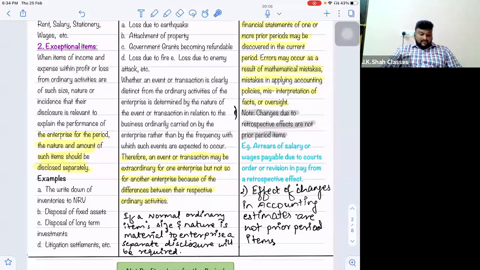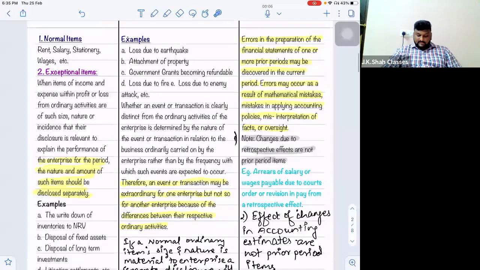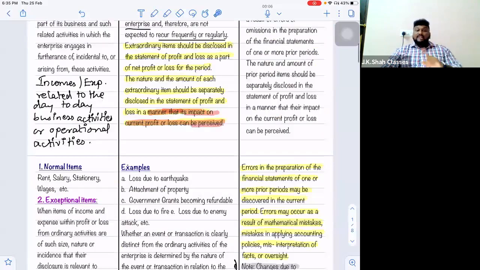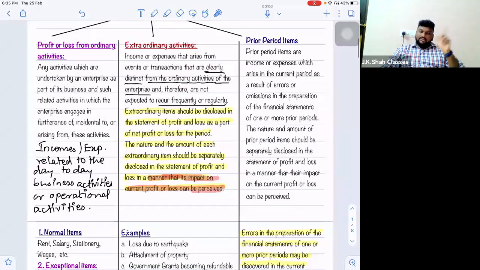Now I'll talk about the next part of the topic, that is prior period items. As I already told you, prior period items are nothing but errors or omissions which have arisen in the preparation of financial statements of one or more previous financial years, but now you take them up for rectification. When you rectify these items in the current year, they will find a place in the current year's P&L account, but as a prior period item.